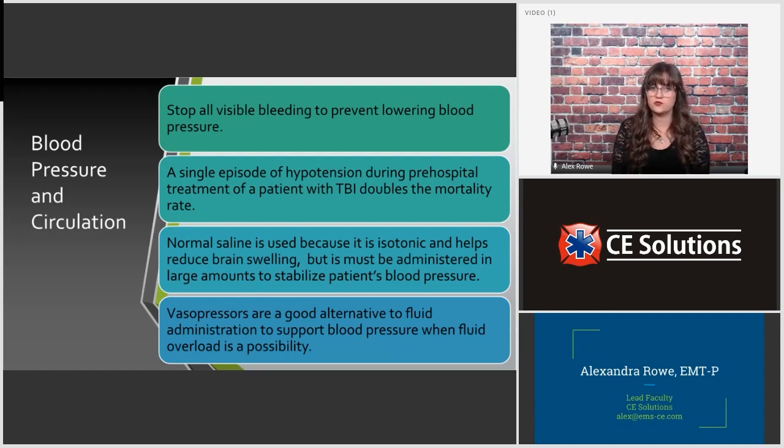If that's an issue, we may opt to use vasopressors. And vasopressors are still an excellent alternative to fluid administration if you think you might accidentally provide too much fluid. If fluid overload is imminent, then I may just put a little, maybe like TKO, but I'm going to use some vasopressors to get your blood pressure up.